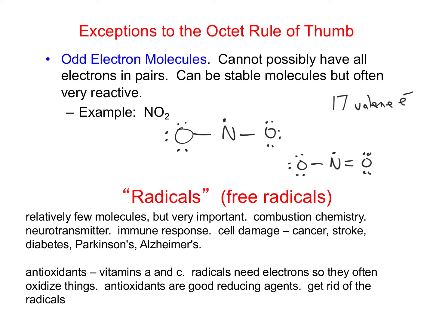They're involved in combustion chemistry. They're involved in neurotransmitters, immune response. They play a role in cell damage. So cancer, stroke, diabetes, Parkinson's, Alzheimer's have all been linked to radicals. Sometimes you'll hear people talk about antioxidants, vitamins A and C being some examples. Antioxidants are electron rich, and so they're good at eliminating radicals because they can give up electrons to the radicals to allow them to achieve octets and to get rid of this odd electron situation that they find themselves in.